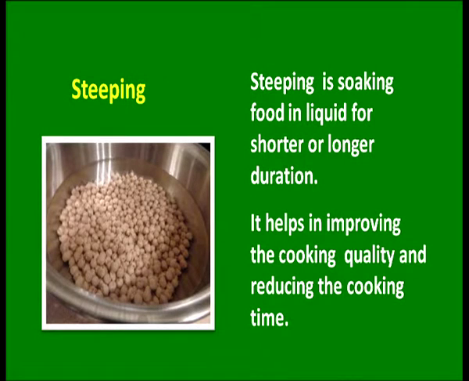Steeping. What is steeping? In this picture you can very easily identify. You cannot eat the rajma or the whole chana or the whole kabuli chana; you have to soak it. There are various advantages for that: it improves the cooking quality and reduces the cooking time. So, any kind of dry food when soaked in plain water or any kind of liquid if required by the recipe, that process is called steeping.